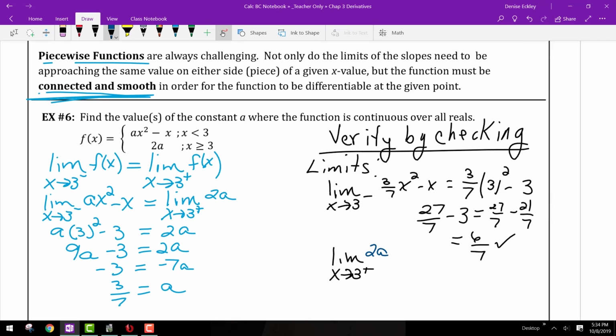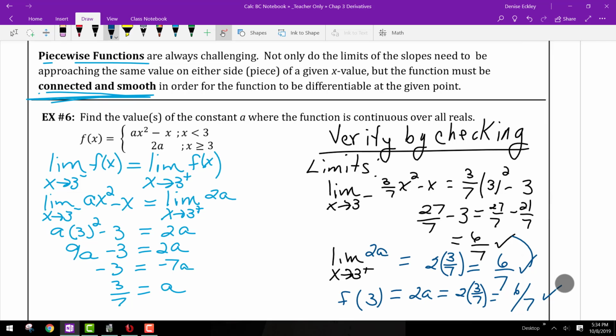And then when we take the limit as x approaches 3 from the right, we're just going to have 2a, and that's just a constant. So we have 2 times 3/7. So we get 6/7. So the limits equal each other, and f of 3 is a constant. It's just 2a. So this is going to be 2 times 3/7, which is 6/7 again. So we can see that it is indeed continuous when a is 3/7.